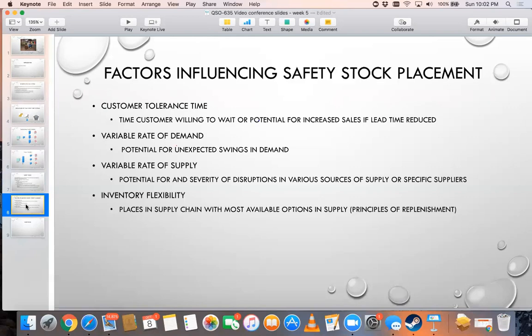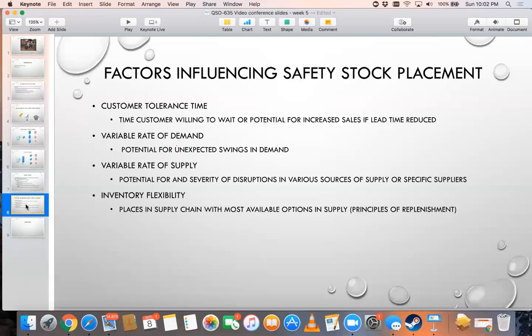Same with your customer tolerance time. You can use safety stocks to mitigate long lead times. Now, when you do it for that, it puts pressure on a manufacturer because now it's got to create extra products to be placed in certain safety stock points to reduce lead time. But that's what you would use that for.